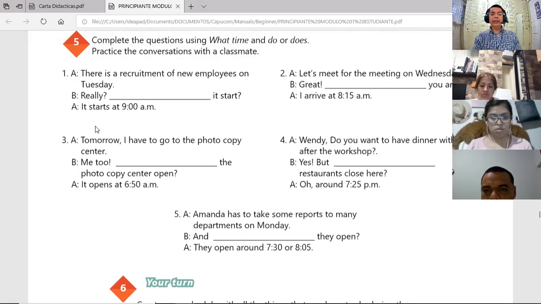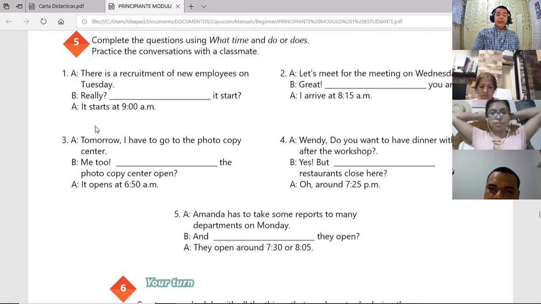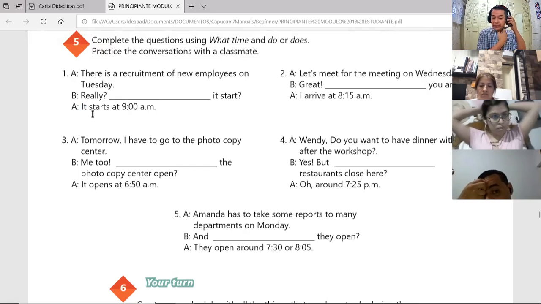Es más fácil decir it que decir a recruitment of new employees. Es más largo, ¿verdad? Entonces es más fácil. Ya que ya lo mencionaron al principio, pues solo decir it, right? Ok. Thank you, Raquel.